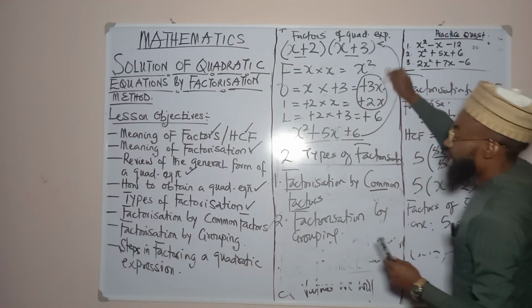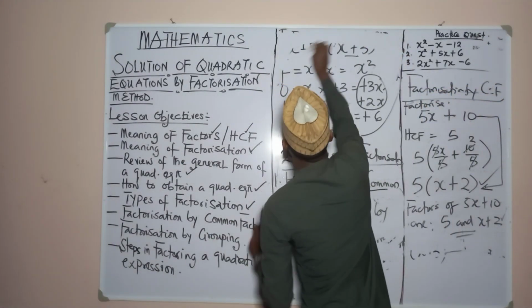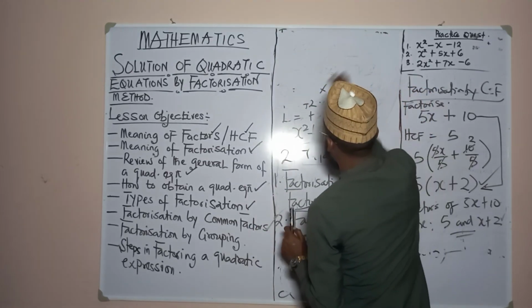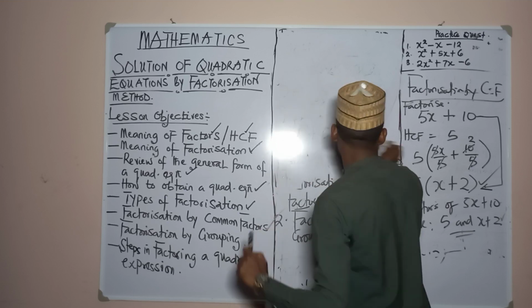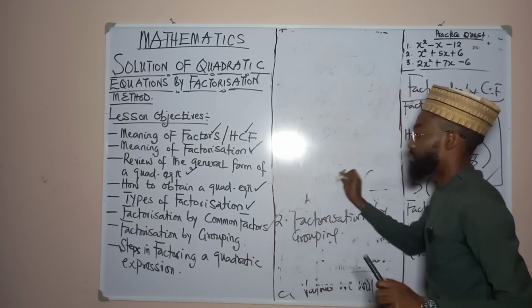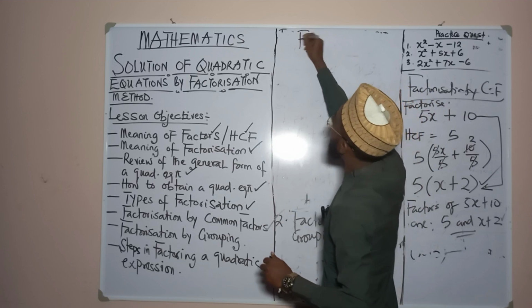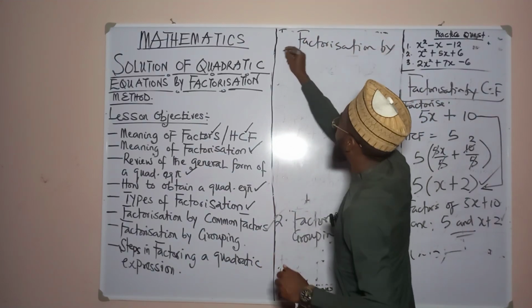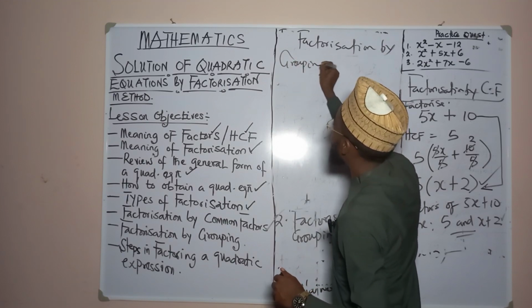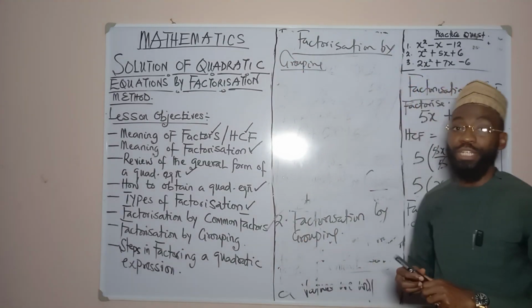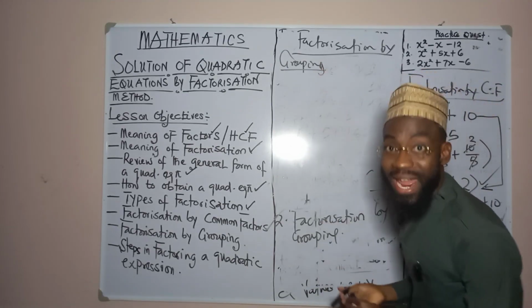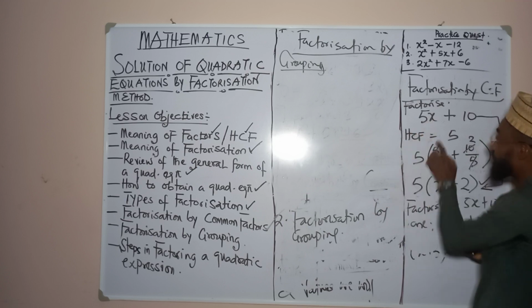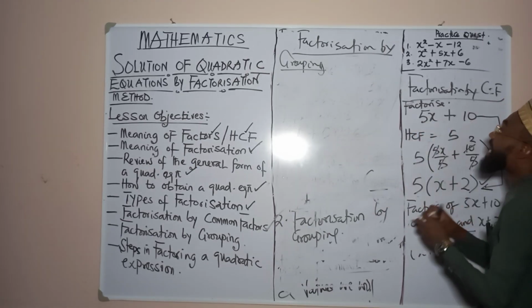Okay, now we're going to dwell on factorization by grouping, and that is where we're going to focus today, because that's where we're going to apply factorization of quadratic expressions. So what does factorization by grouping mean? Factorization by grouping usually comes in when there is no longer an HCF between the terms in an algebraic expression.